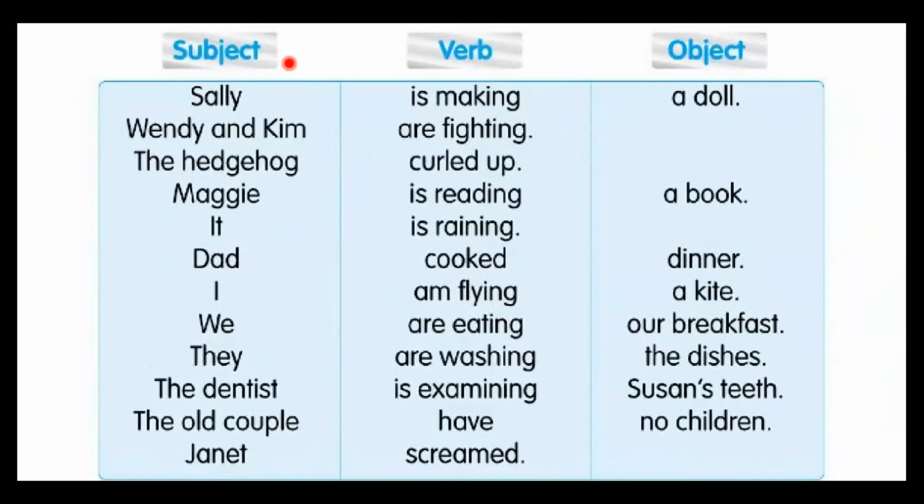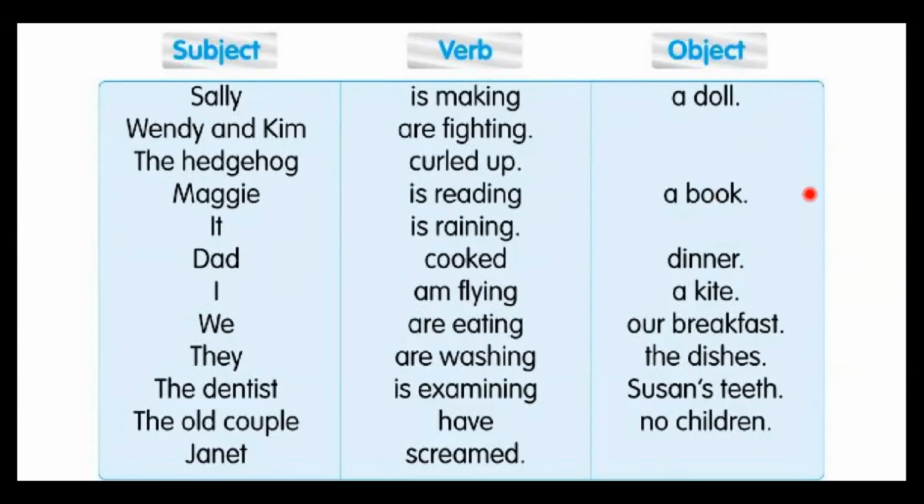Subject. Sally is making a doll. Sally is the subject. Is making is the verb. A doll is the object. Wendy and Kim are fighting. Wendy and Kim are the subject. Are fighting is the verb. The hedgehog curled up. The subject is hedgehog. Curled up is the verb. Maggie is reading a book. Maggie is the subject. Is reading is the verb. A book is the object.